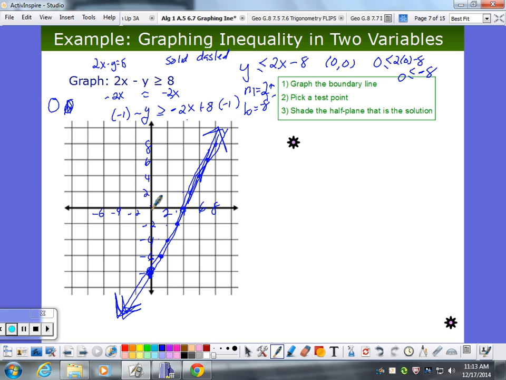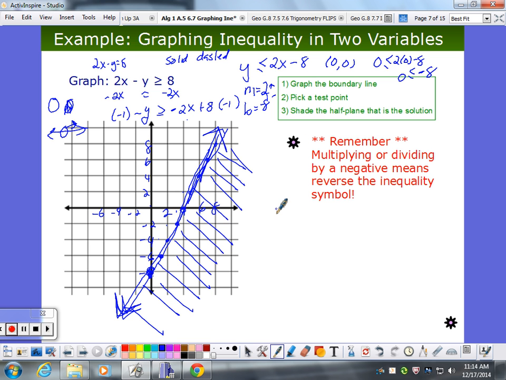So where are my solutions? The other side. I'm just trying to figure out where are the XY pairs that when I plug them in, I get a true statement. They are on the line and they're also in the shaded region. So if they're not on one side, it's going to be on the other. Think of your number line: it's either on one side or the other. Same kind of thing. Questions?